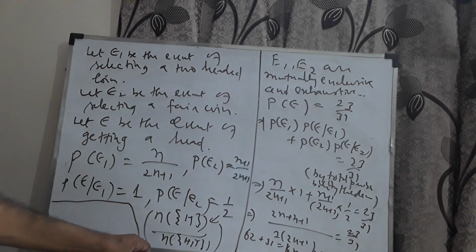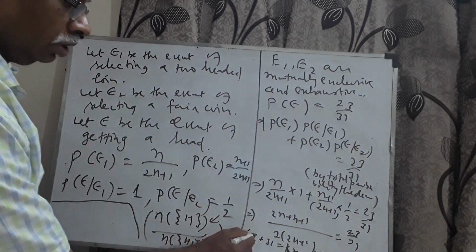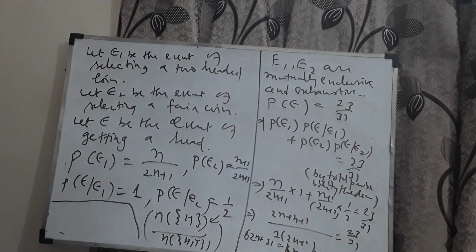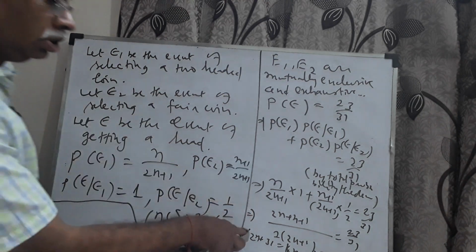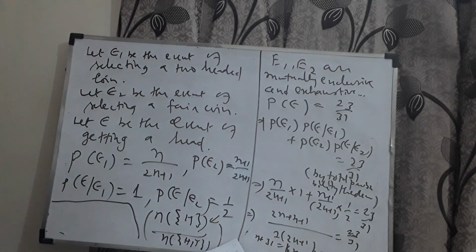Are you able to follow? 31 into 3n is 93n, not 62. There are 3 n's there. 93n plus 31 is equal to 4n plus 2, into 23. Now let me explain the whole part and simplification right over here.